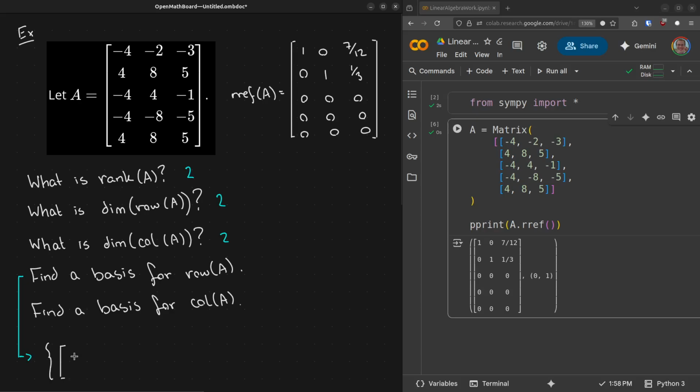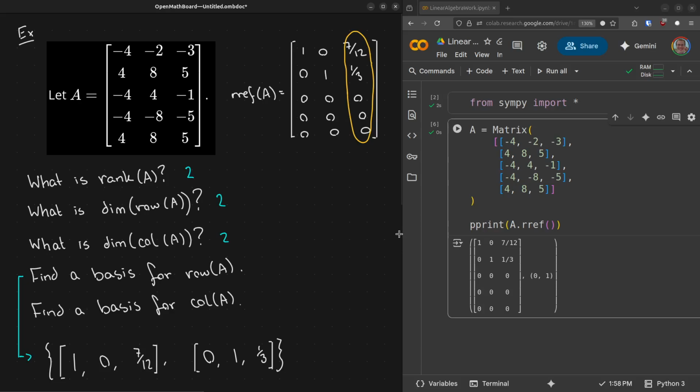So the first non-zero row is 1, 0, 7/12. And the second non-zero row is 0, 1, 1/3. And I have 2 vectors, which is what I expected because I know the dimension of the row space of A is 2. Okay?